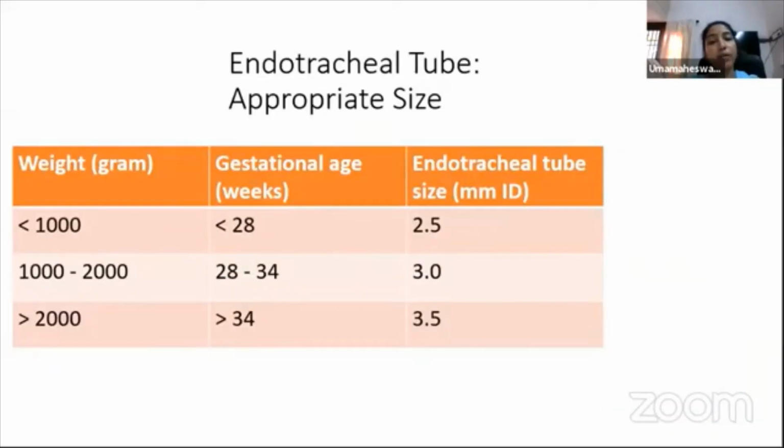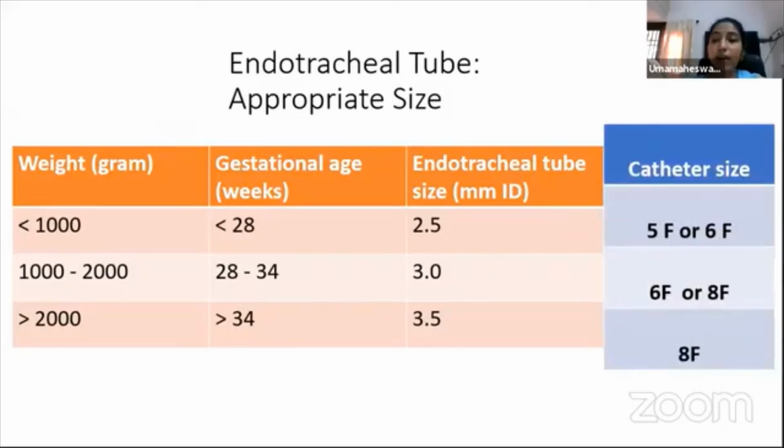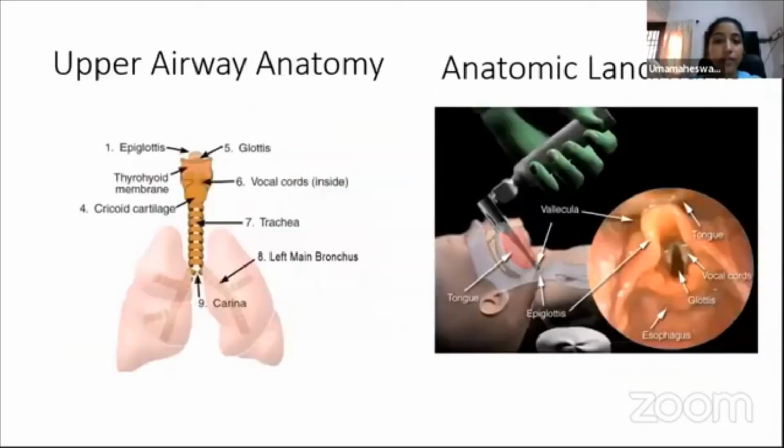This is some of the charts which we can use as resources. These are the endotracheal tube sizes according to weight and gestational age. This can be hung in the labor room so that we have a ready-made resource available. These are also the suction catheters for the corresponding endotracheal tubes. If it is a 2.5 tube, we use a 5 suction catheter, for 3 it is 6, and for 3.5 it is 8.